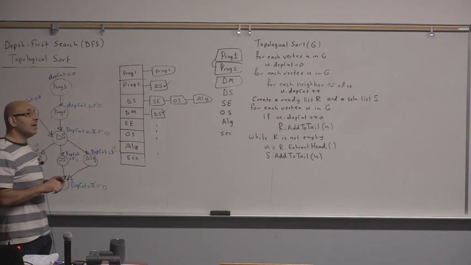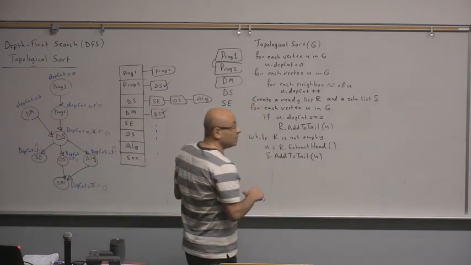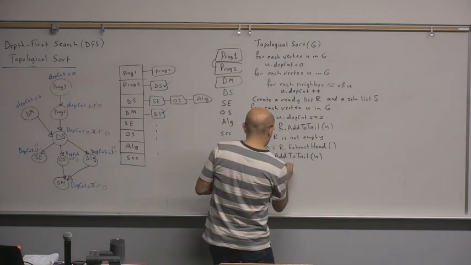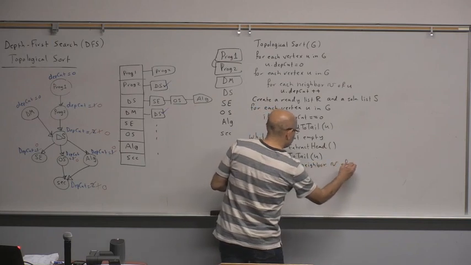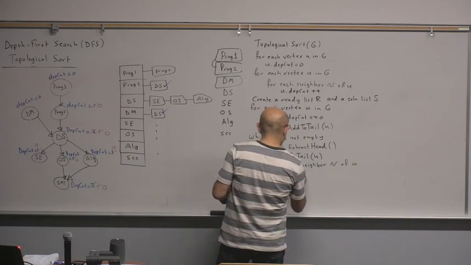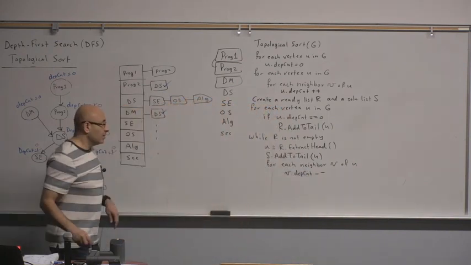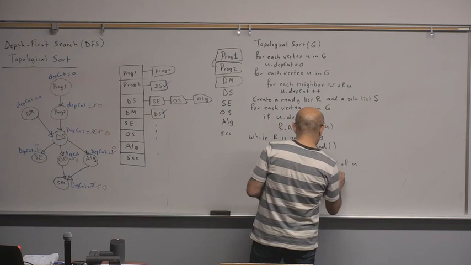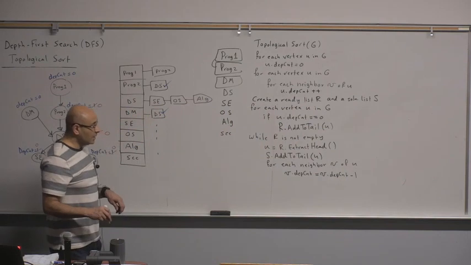Okay, yes, decrement the dependent count of the neighbors. So we have to go through the neighbors then. So now for each neighbor V of U, we say V dot depth count minus minus. Or let's say depth count equals V dot depth count minus 1. Then what?